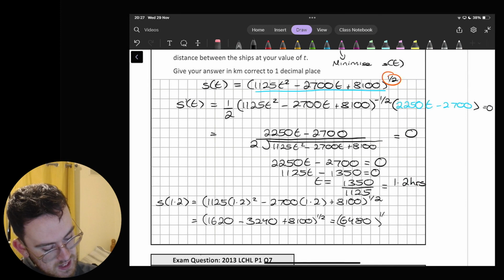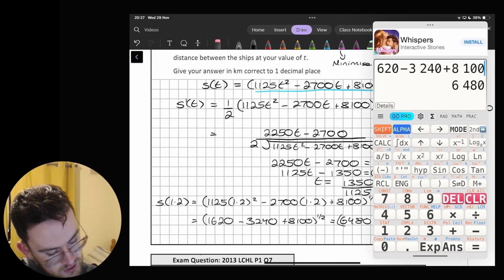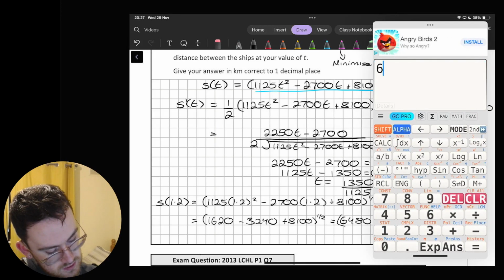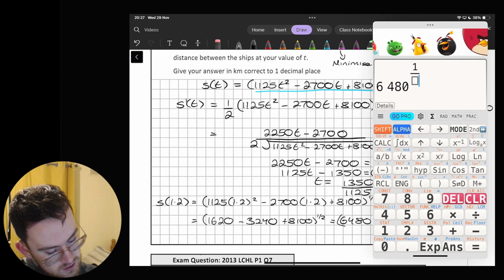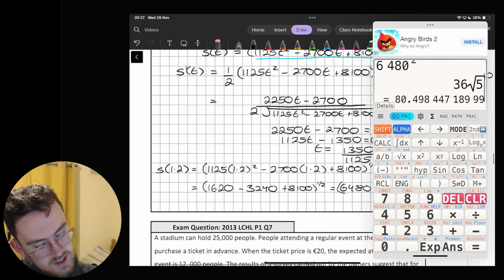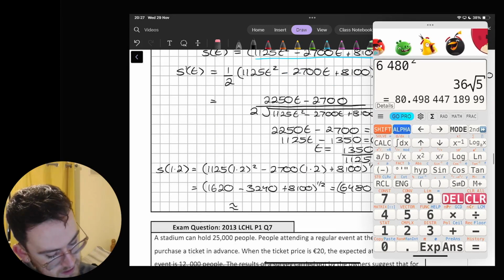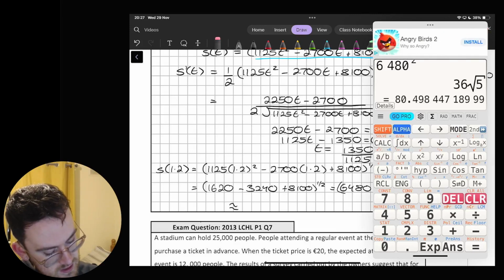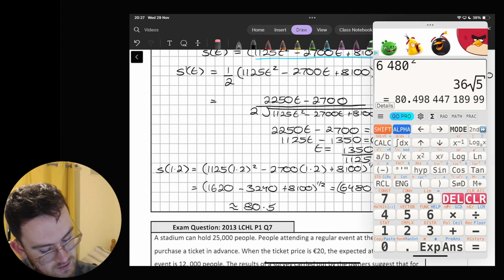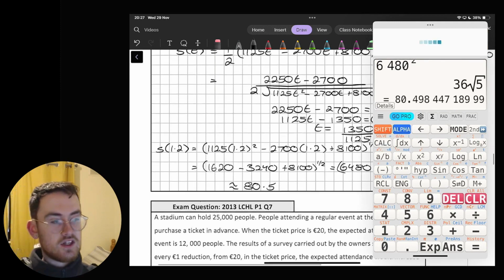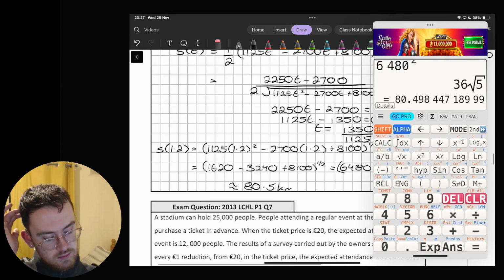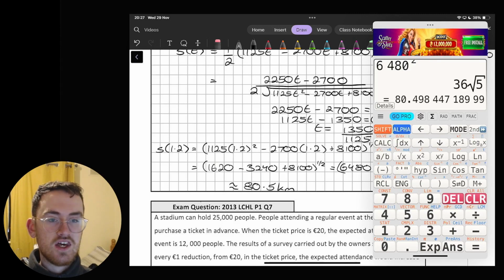Still to the power of half, I need to take the square root of that. So 6480 to the power of a half, I get 36 root 5, which is approximately equal to 80.5. I think it was 1 decimal place, wasn't it? Yes, given kilometers correct to 1 decimal place, so that's approximately 80.5 kilometers.